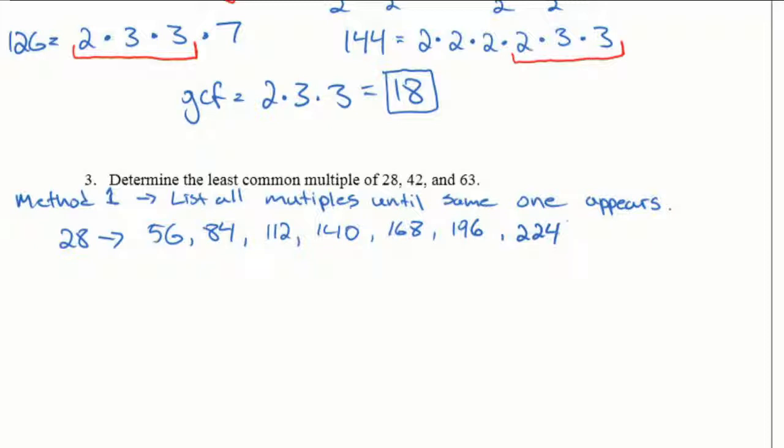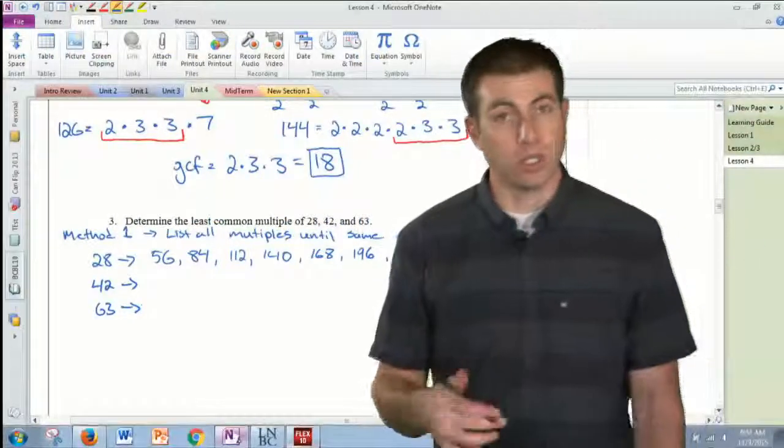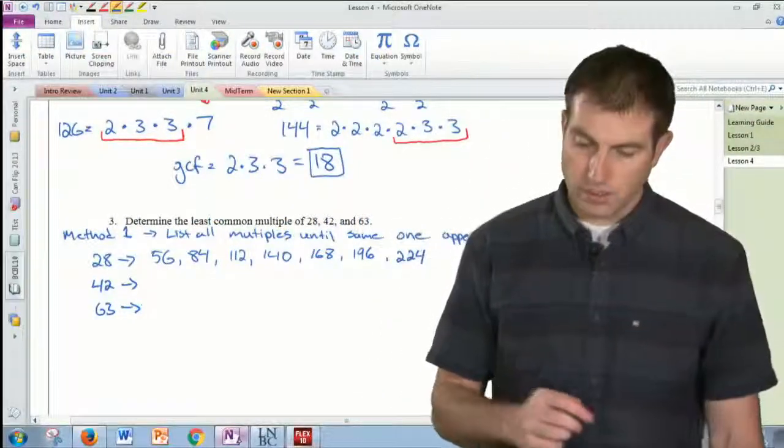And then 8 is 224. I don't know how many I need to do because I haven't done the other numbers yet. I'm going to do the same thing with 42, and then I'm going to do the same thing again with 63. And I'm looking for a number that's shared by all of them. So if I go 42 times 2, I get 84.